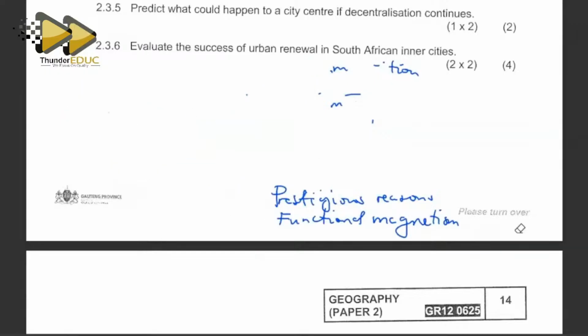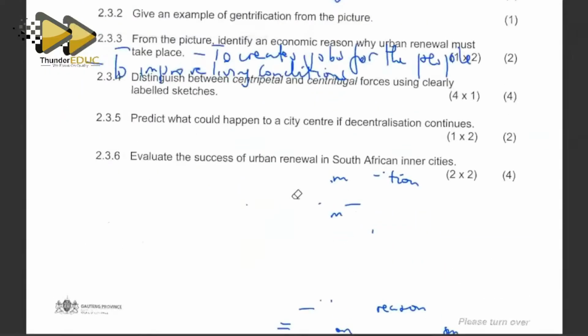Checking on the next question, predict what could happen to the city center if decentralization continues. What is likely to happen to the city center if more activities are moved out of the CBD to the outlying business district? Right, there's going to be reduced activity. Because some functions are moving out, it also means few activities are remaining. So the total activity is going to get reduced.